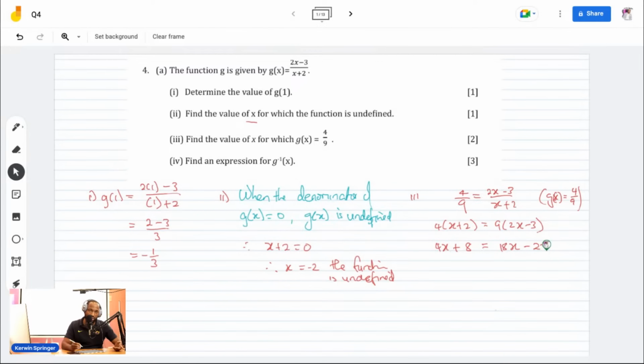And we're going to bring all the letters on one side, all the numbers on one side. So I'm getting 4x minus 18x. I know I don't like to do it this way. When I see a negative coming, I want to go the next way. And then negative 27 minus 8. Negative 27 minus 8 is what? Negative 35.